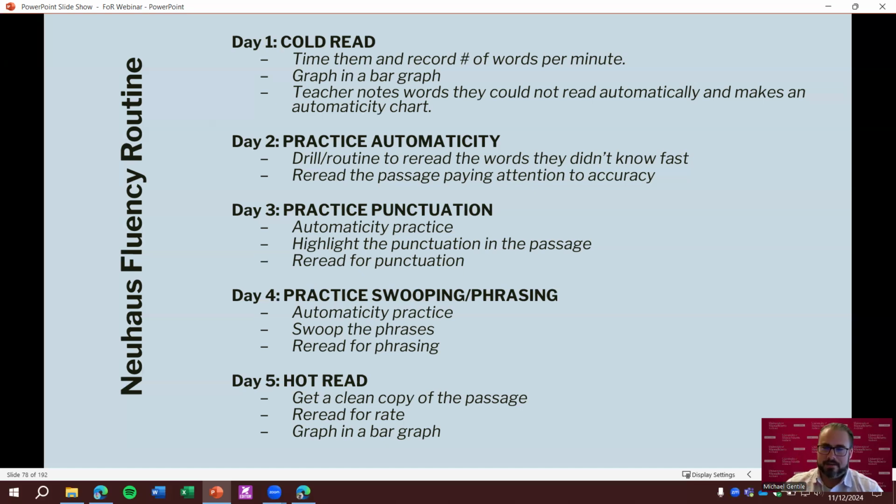Then we're going to take that data and practice with the student rereading the words they didn't know. And remember, we're going to get at least 5 exposures until they get them accurate. After that, we're going to expand out to the sentence level to practice punctuation. So we're going to be highlighting the punctuation, the commas, and the periods and question marks, etc. So we're going to practice all that stuff at the sentence level. Then we're going to do the swooping and the phrasing. So this is the prosody practice.